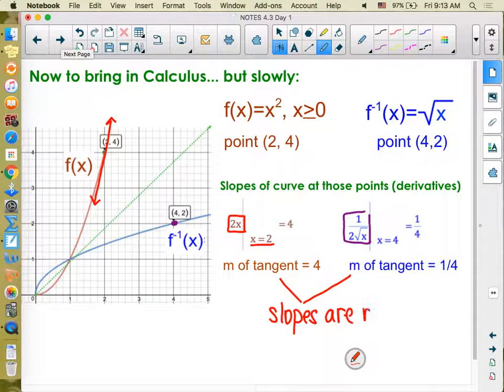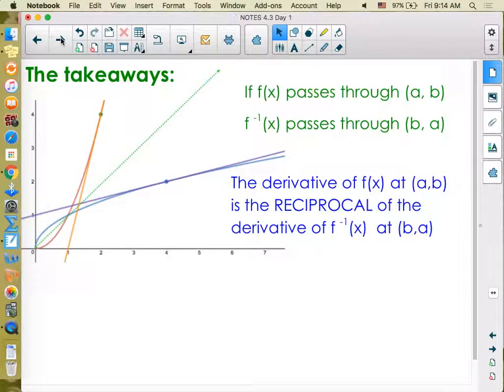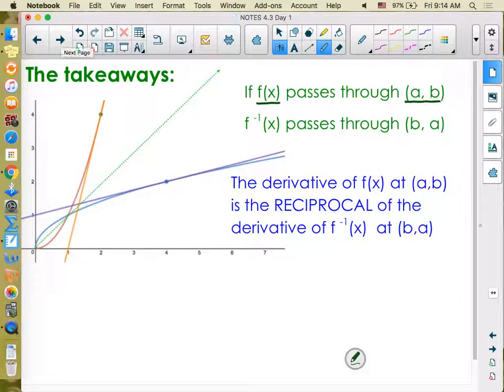Not opposite reciprocals, just reciprocals, because the y's and x's switched. My delta y's now go to the denominator, my delta x's now come to the numerator. So, big takeaway: if graphs or functions or just equations are inverses of each other, and f passes through a certain point called (a, b), then I know that its inverse has to go through (b, a).